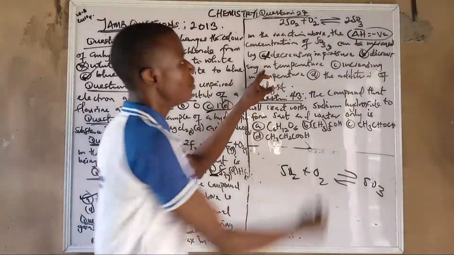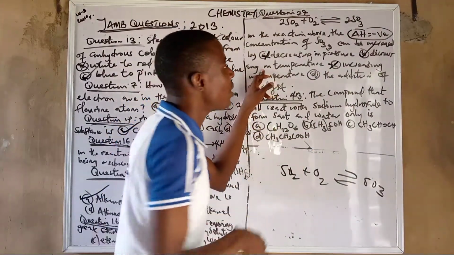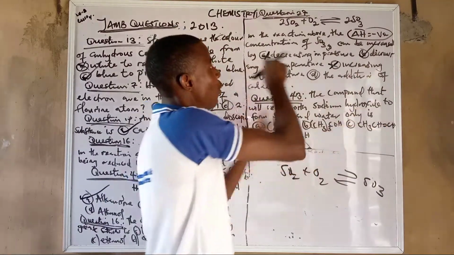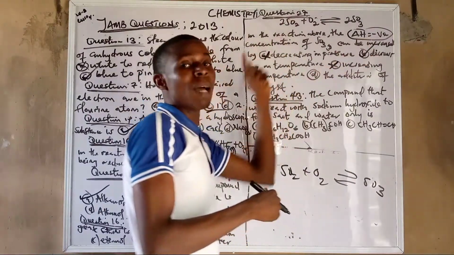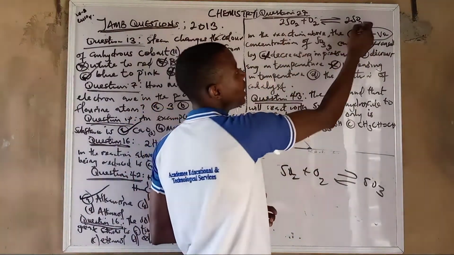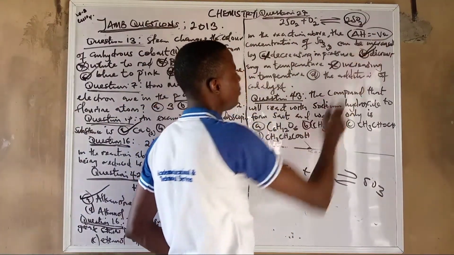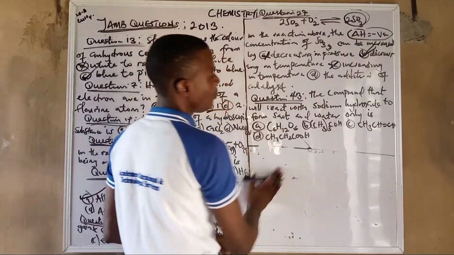The correct option is decrease in temperature. If it were an endothermic reaction, increase in temperature would favor the forward reaction, the production of SO3. But since it is an exothermic reaction, decrease in temperature will favor the production of SO3. So the correct option here is B.